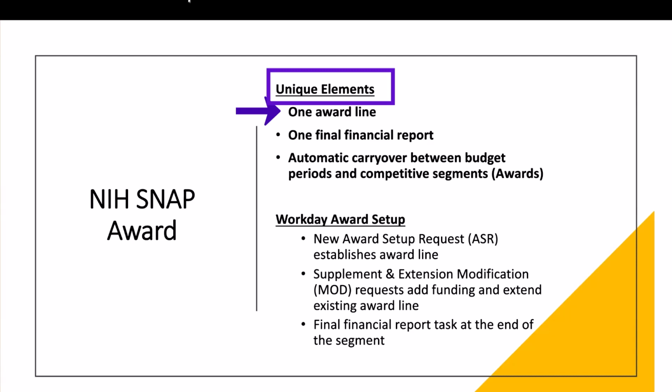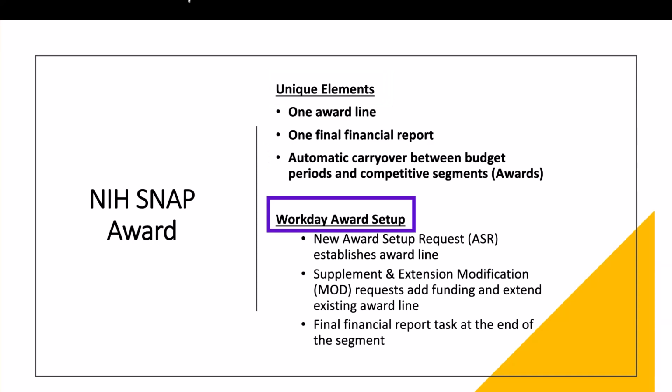One of the components of an NIH SNAP Award is that there's only one final financial report required at the end of the competitive segment. And so you'll only see one final financial report award task within Workday. NIH SNAP Awards are also unique in that they have automatic carryover between those budget periods, as well as competitive segments, so between those awards within Workday.